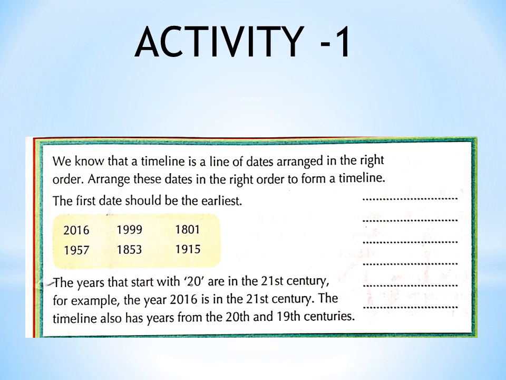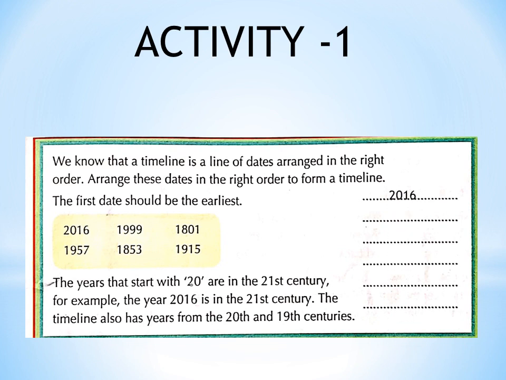We know that a timeline is a line of dates arranged in the right order. So already you have learnt what is a timeline, right? Arrange these dates in the right order to form a timeline. You have been provided with some dates, with some years, and you will have to arrange them in order of a timeline. The first date should be the earliest. So the earliest time will be the first one.